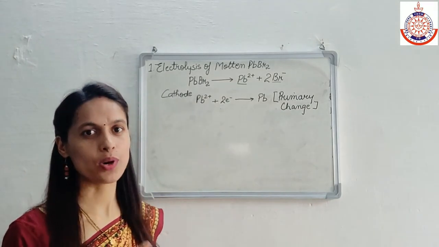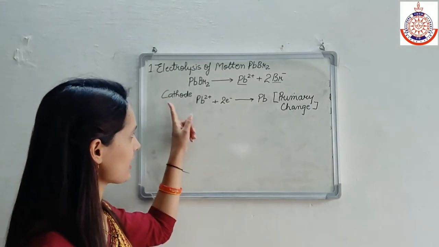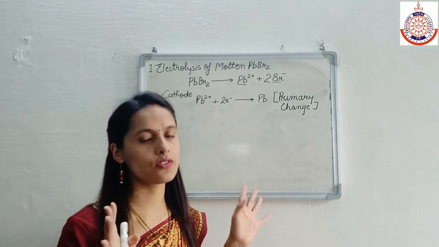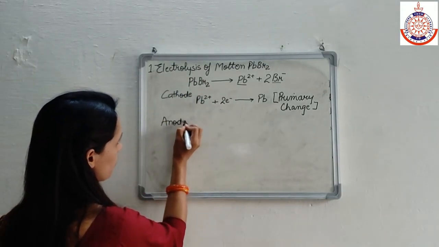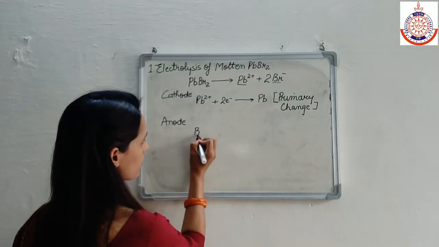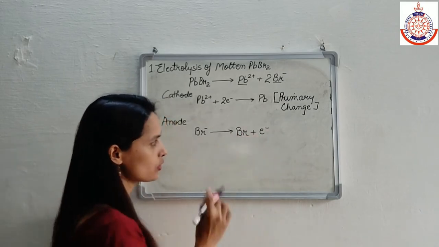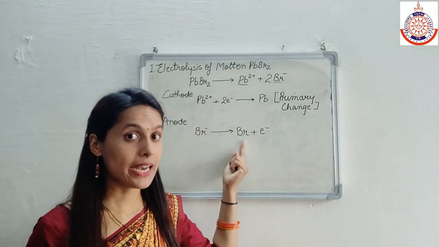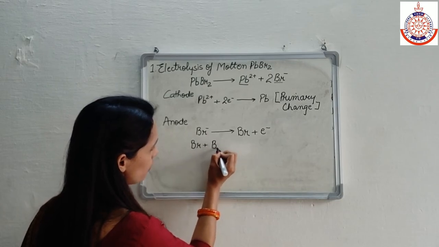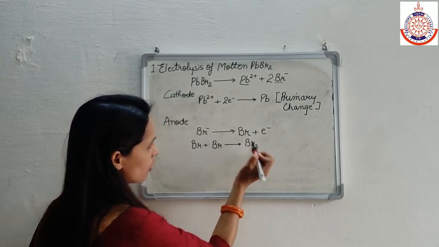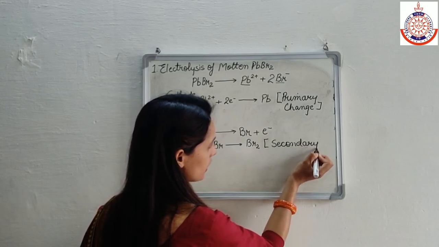Clear? What is primary change? Primary change is the conversion of the charged species into the neutral one. So at cathode, I get the product from the primary change because the product from the primary change is stable. Now, if I talk about anode, I get Br negative. Br negative releases one electron and gets converted into Br. But this is a halogen, and halogen is not stable in its monatomic form. So 2Br reacts to form Br2. So at anode, the final product which we get is as a result of the secondary change.